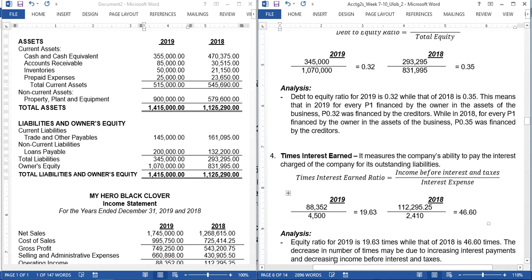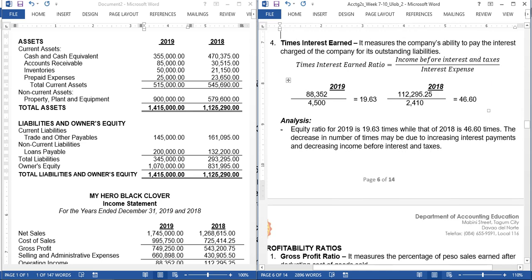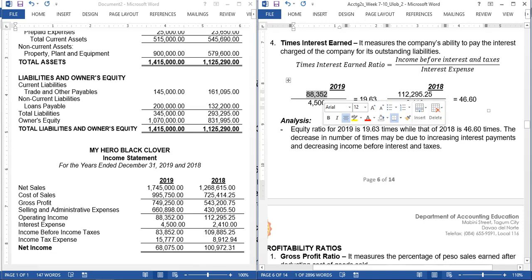Times interest earned. So here naman, it measures the company's ability to pay interest charges of the company for its outstanding liabilities. So here, times interest earned ratio is just income before interest and taxes. So sige ka ng income before interest and taxes, nasa income statement. Yan. So 83,352 for 2019, and 112,295.25 sa 2018.